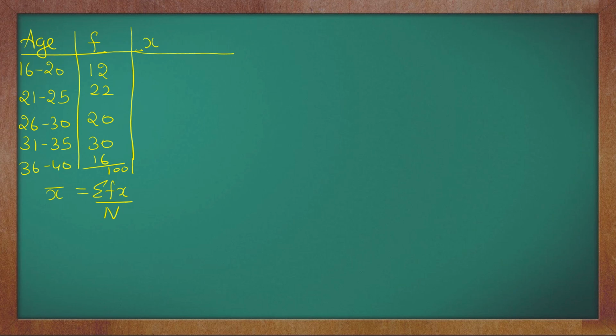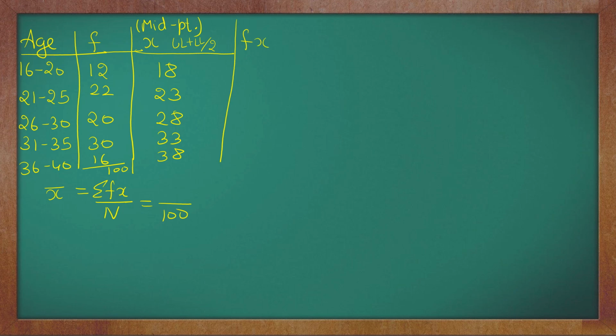Next, is X given? No. What is X? It's a continuous series, so X is the midpoint. How to calculate the midpoint? Upper limit plus lower limit divided by 2. 16 plus 20 is 36, by 2 that is 18. Then 23, 28, 33, 38. Done. Please remember, never learn the table, learn the formula. In this formula, do you have N? Yes, this is 100.